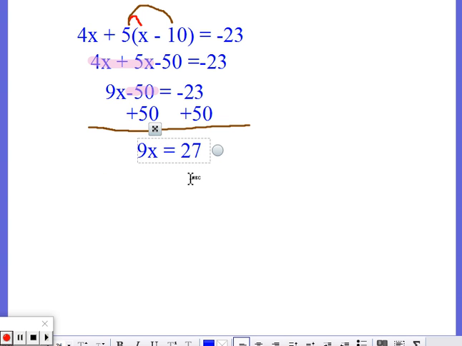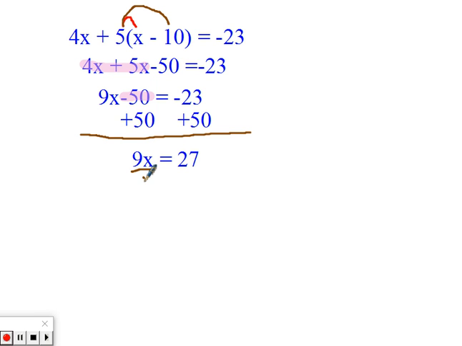Okay. Now, since I'm multiplying by 9 here, I'm going to divide by 9. I need to divide this side by 9 to get rid of this 9. When I divide this by 9, I also have to divide this by 9. Whatever I do to one side, I have to do to the other side. So 9 divided by 9, and in this case I'm going to do it freehand like that. And I also have to divide the 27 by 9. These cancel out, and I will be left with an x.